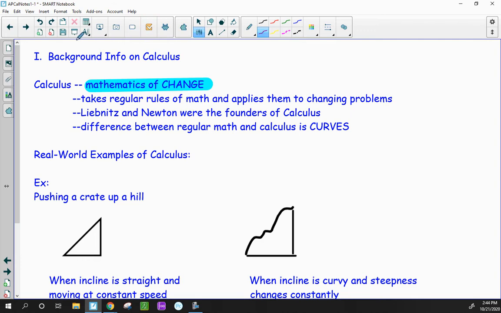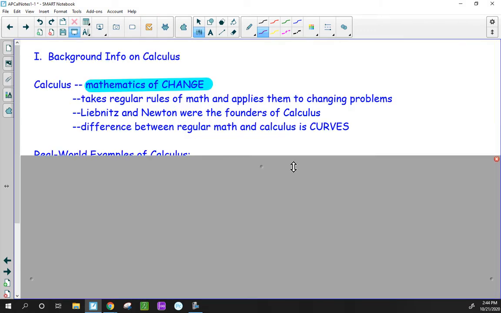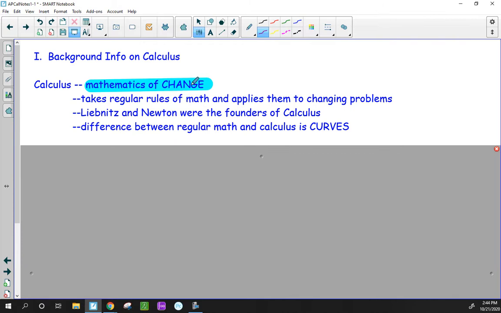Okay, some background information on calculus. Calculus is the mathematics of change. It takes regular rules of math and applies them to changing problems. There are two founders of calculus, and their names are Leibniz and Newton. This one I'm sure you've heard of, Isaac Newton, but both of them are credited for being founders of calculus. The difference between regular math, again pre-calc is how this textbook will describe it, and calculus is curves. Like that's the difference.